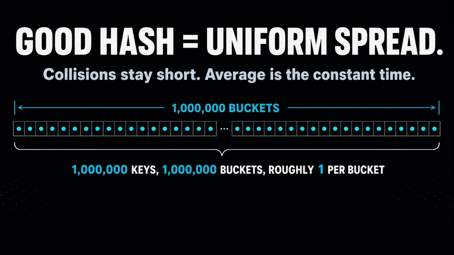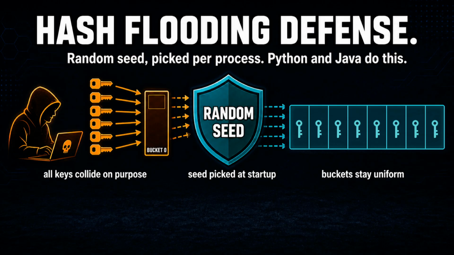But there is a real attack vector here. Right. The worst case is reachable if an attacker can choose keys that all hash to the same bucket. That is called a hash flooding attack. The defense most modern hash tables use is to randomize the seed of the hash function at startup. Python's dict does this. Java's HashMap does this. The seed is process local and unpredictable, so an attacker cannot pre-compute colliding keys. With that protection in place, the worst case essentially never shows up.